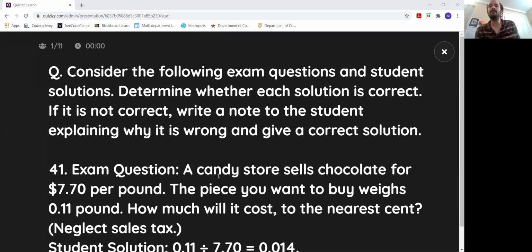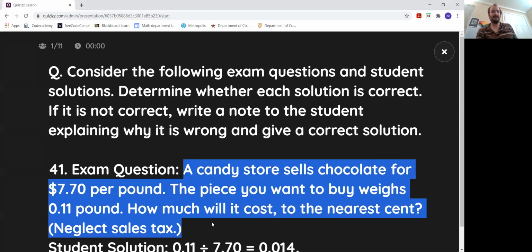Wait, so do we? But is this the correct way to get it? So if chocolate sells for $7.70 per pound, you might want to just think about this question without looking at their response. How would you figure this out?